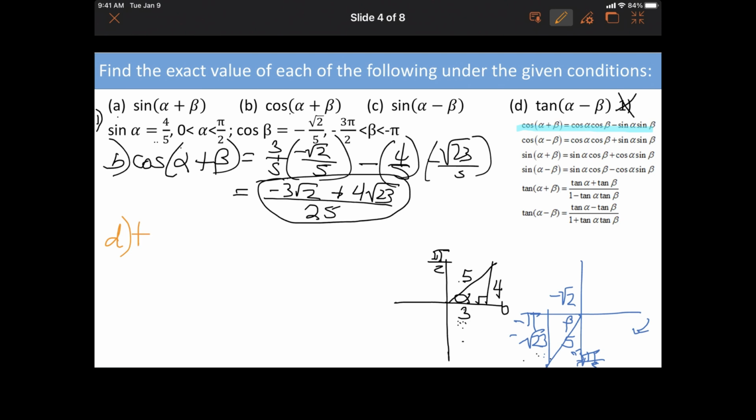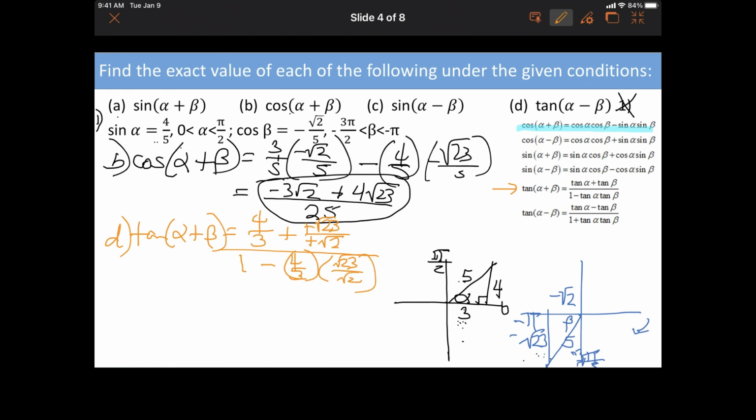So tangent of alpha plus beta. We are going to use this one. Tangent of alpha is 4/3 plus tangent of beta, which is negative root 2 over negative root 3. That actually is going to be a positive, over 1 minus tangent of alpha times the tangent of beta. So you're just multiplying these two.